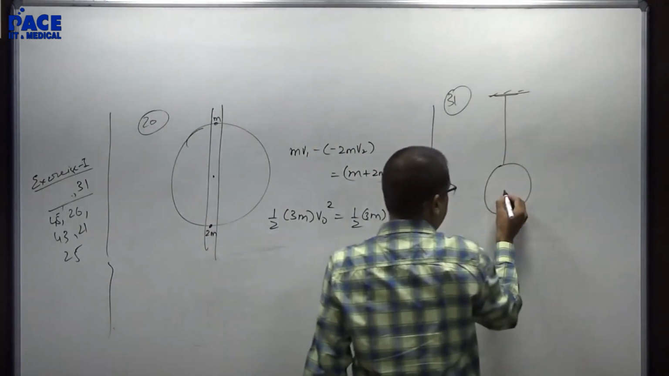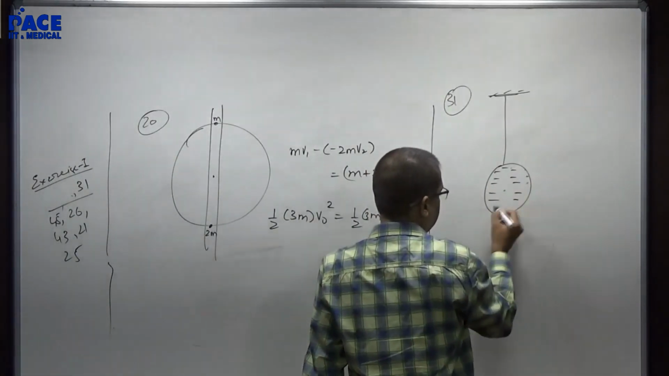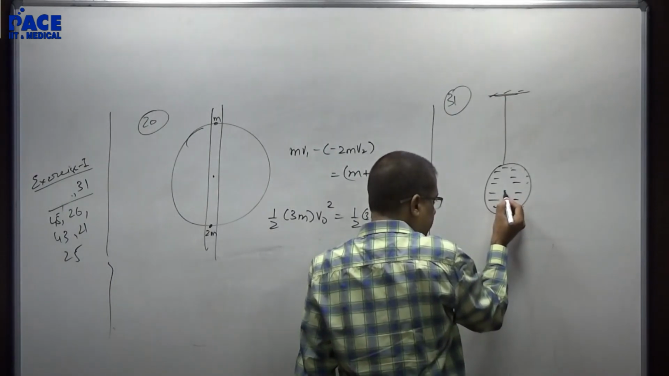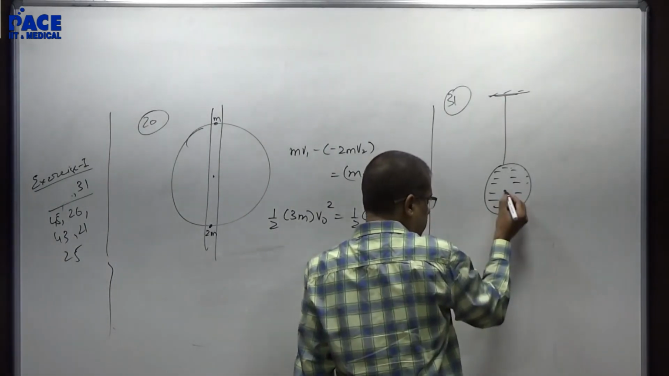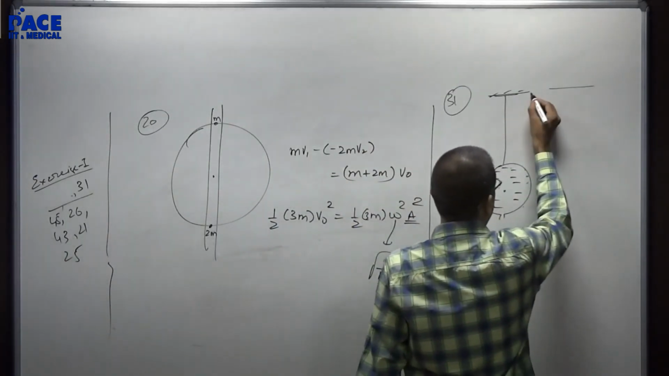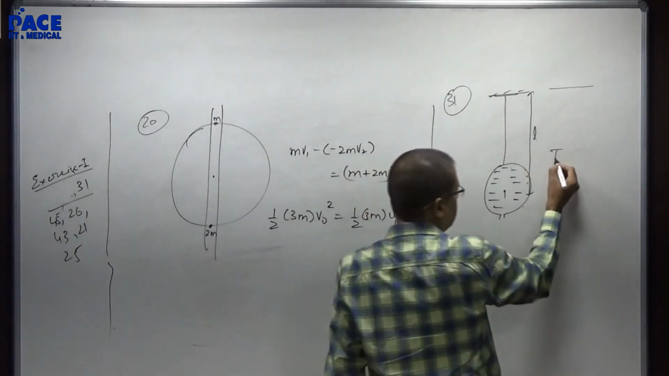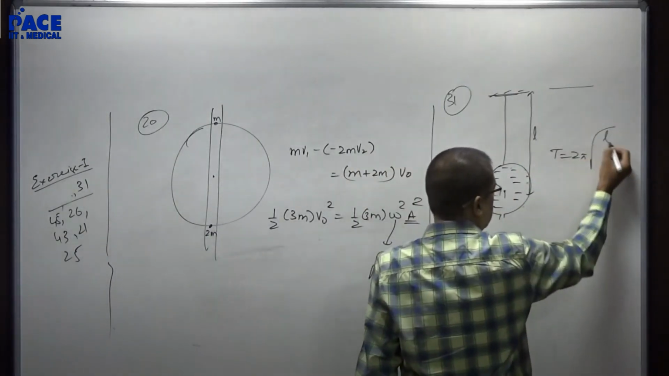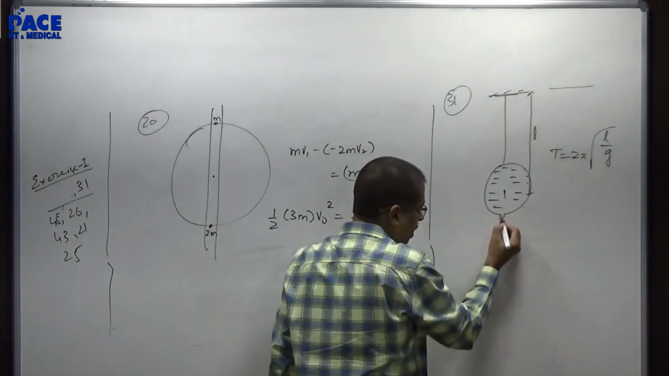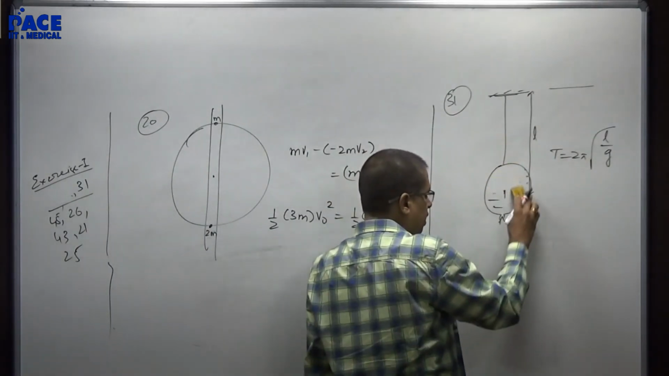In a simple pendulum, sir, even after that, omega will be... See, as the level of the water is going down, the center of mass is going down, length is increasing, 2 pi under root L by g. As the level of the water is going down, you will see that the center of mass is going down.